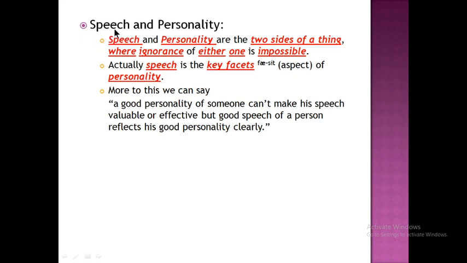The thing is, you cannot make your speech better with the personality, but when you deliver a very good speech, you reflect your personality directly. The same is written: a good personality of someone can't make his speech valuable or effective, but a good speech of a person reflects his good personality clearly, effectively. Okay, so this is the interrelation between speech and personality.